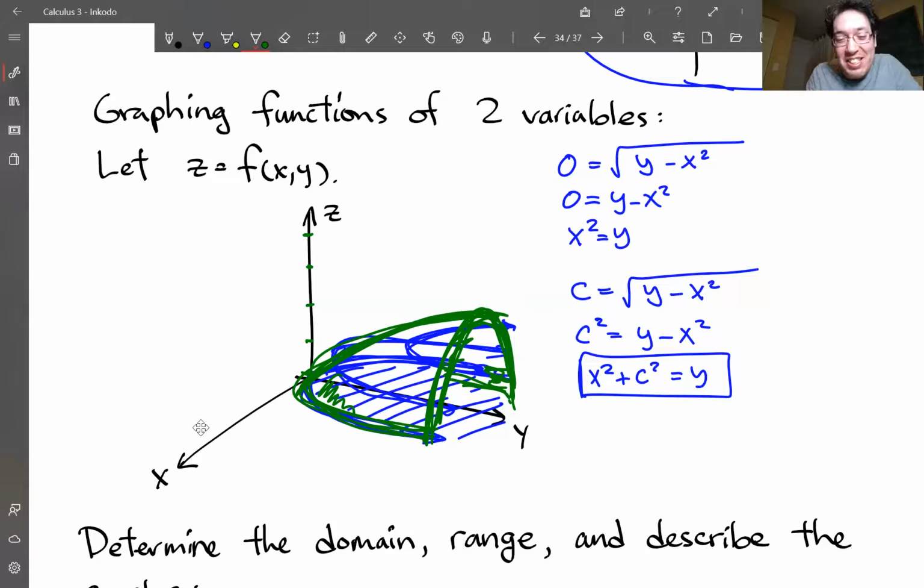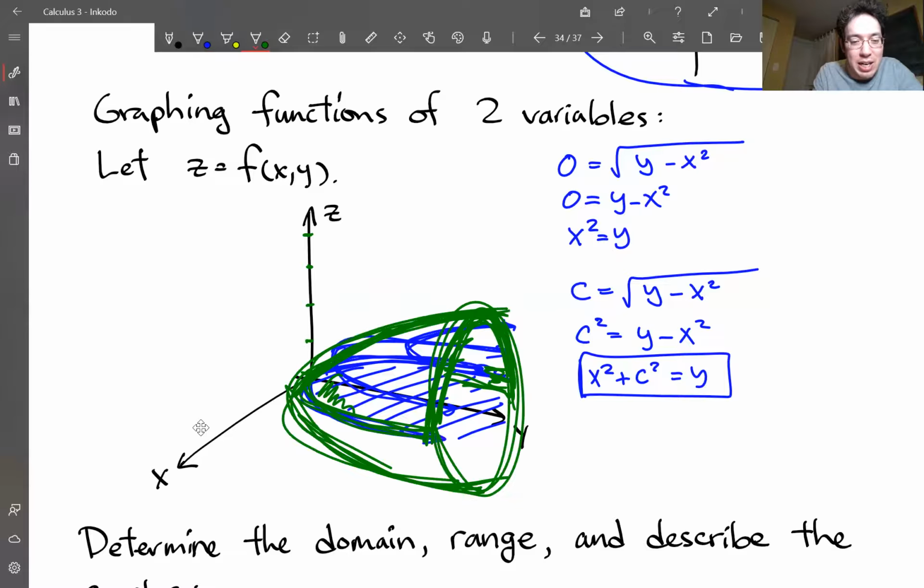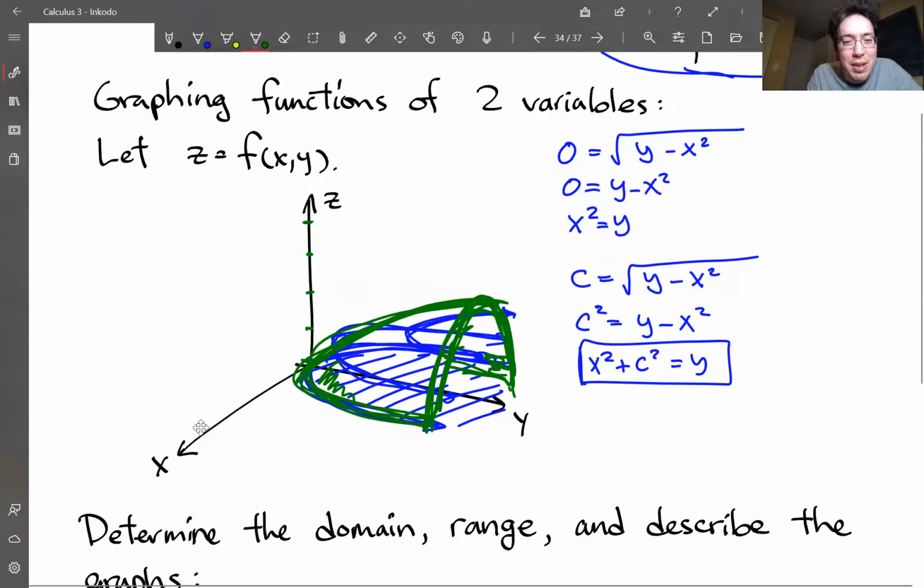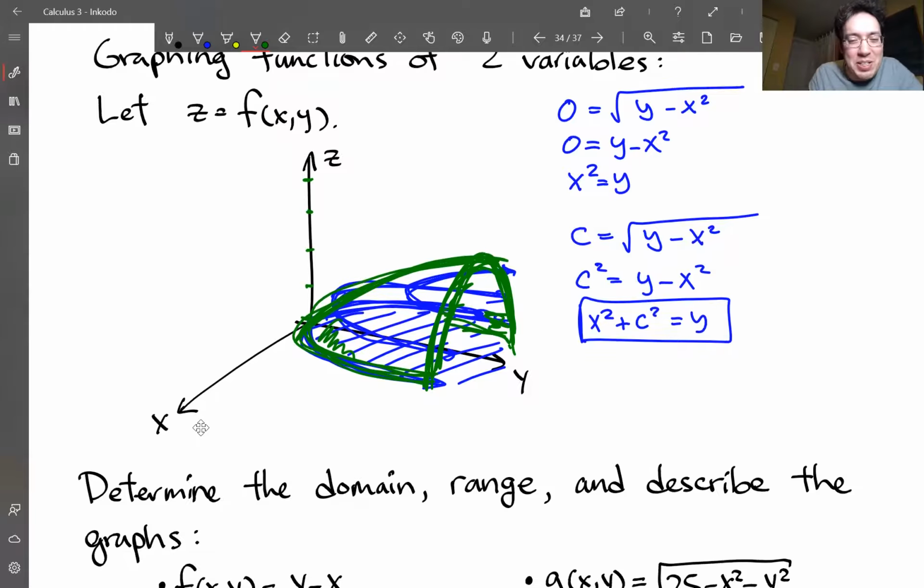Actually, this looks like a paraboloid that's kind of opening up towards the y-axis. I hope that makes sense. So if the full paraboloid is like this, then we're just kind of cutting it in half and just looking at the top half. And that's what we have left. Okay, so that's the picture there.